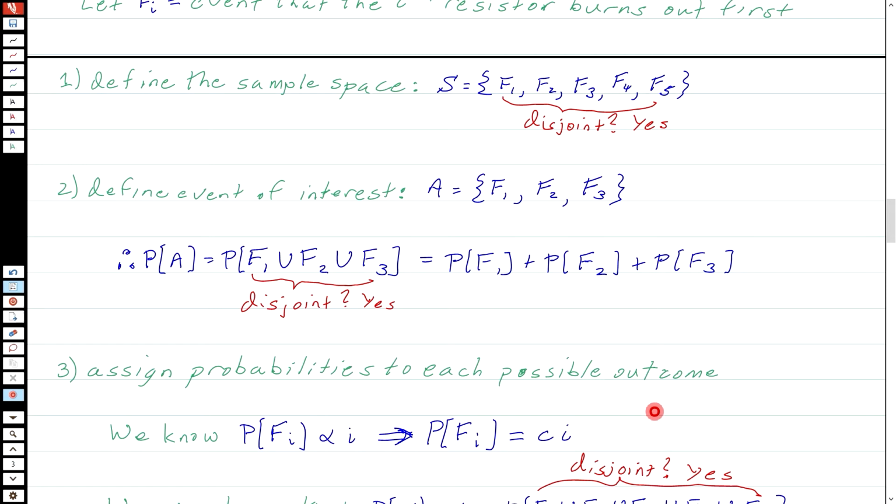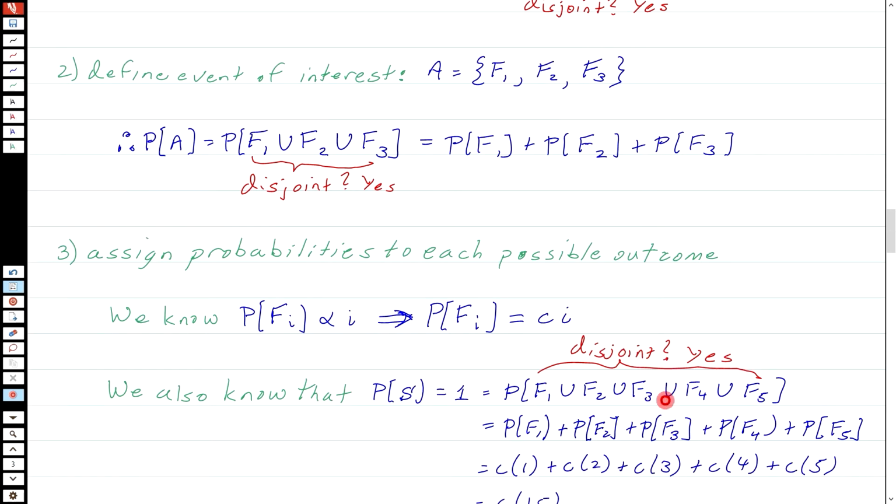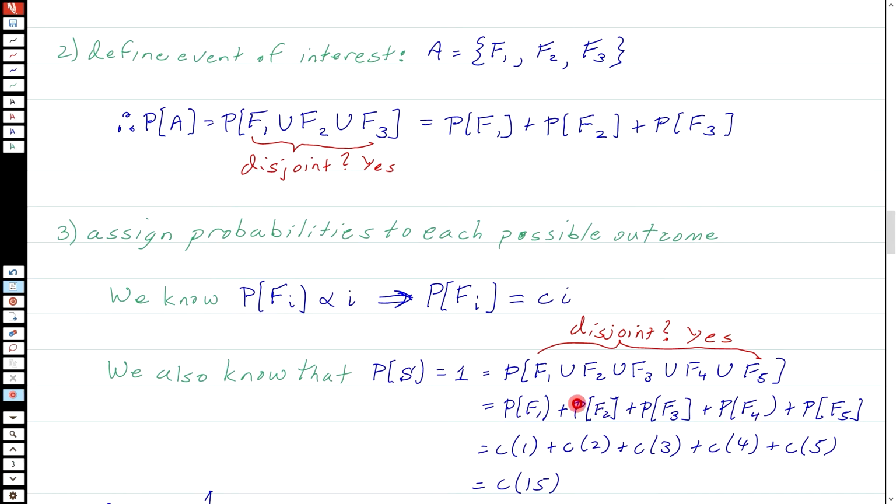We also know that one of these things burns out first, since we're going to keep cranking up the current until something burns out. The probability that one of them fails must be 1. So the probability of the sample space is the probability of F1 or F2 or F3 or F4 or F5 taking place. Again, are these disjoint? Yes, they are disjoint. If one of them takes place, the others cannot. So it's just the sum of the probabilities, and that whole thing must add up to 1.